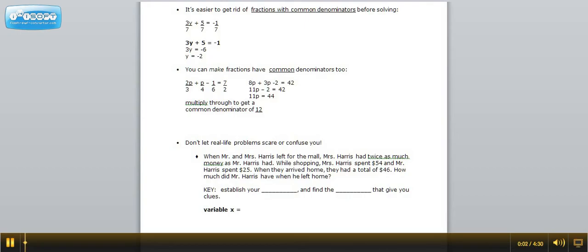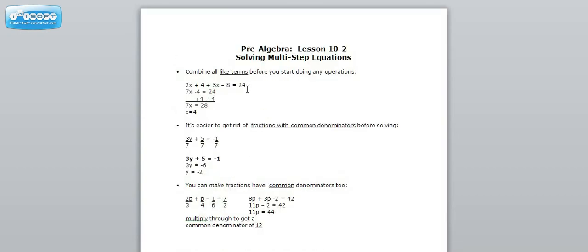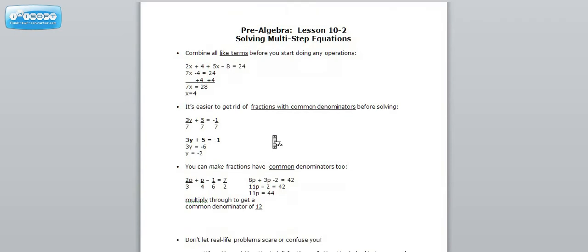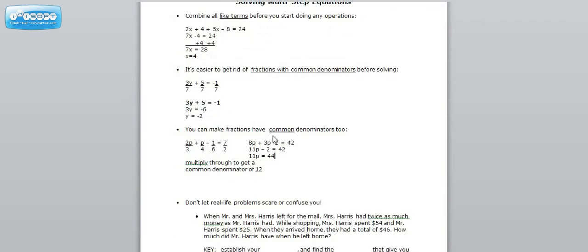So we're continuing with lesson 10.2. We've reviewed that in order to work multi-step equations, I need to gather up my like terms. It's always a good idea to get rid of fractions, because nobody likes dealing with fractions if we don't have to. And sometimes that means having to get a common denominator in order to get rid of those fractions.